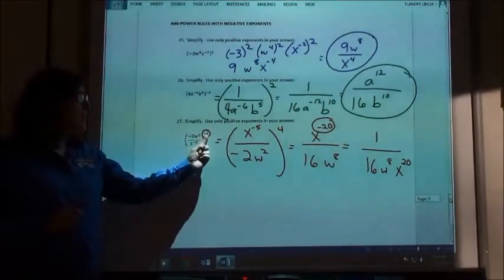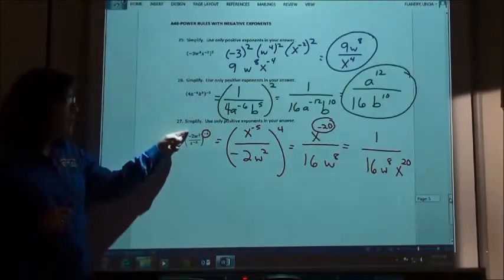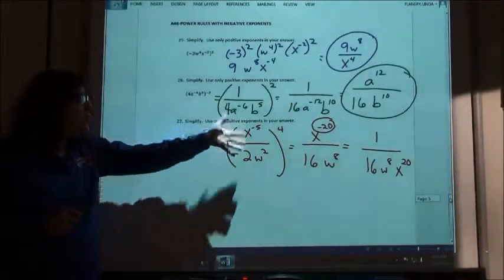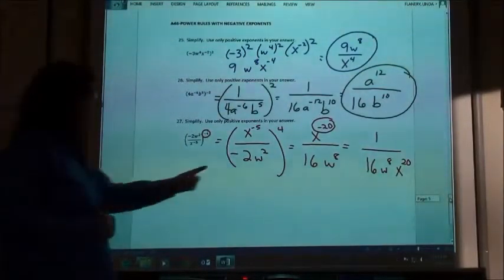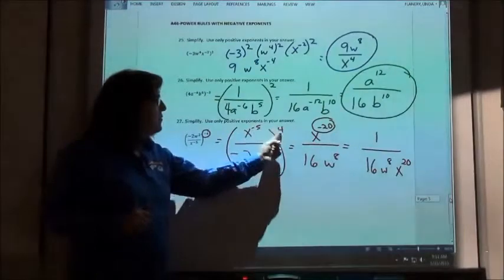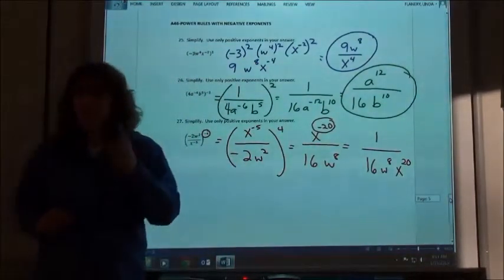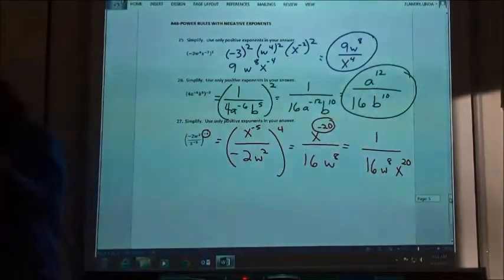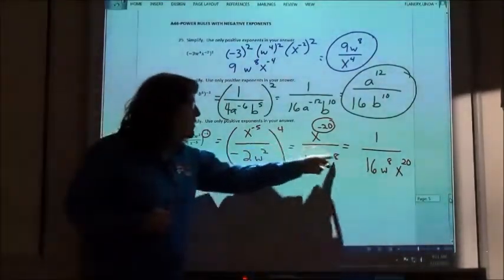So, first thing I did is got rid of the negative exponent. Since the exponent is negative, I have to do the reciprocal of my fraction, which flipped it all the way upside down. So the bottom moved to the top, top moved to the bottom. Then I applied my exponent. Negative 5 times 4 was negative 20. Negative 2 to the 4th power: negative 2 times negative 2 times negative 2 times negative 2 gave me a positive 16. And then 2 times 4 was 8.